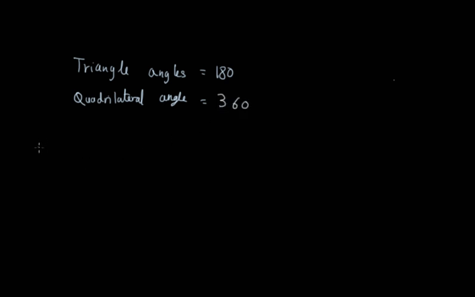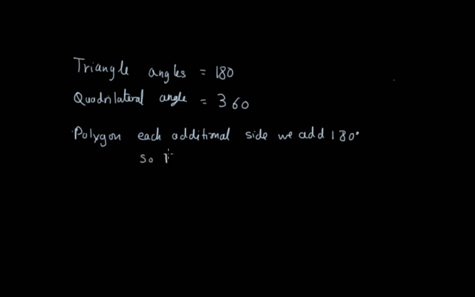360. So for a polygon, for each additional side, we add 180 degrees. So for a pentagon, we have 360 add 180. Let's draw this.